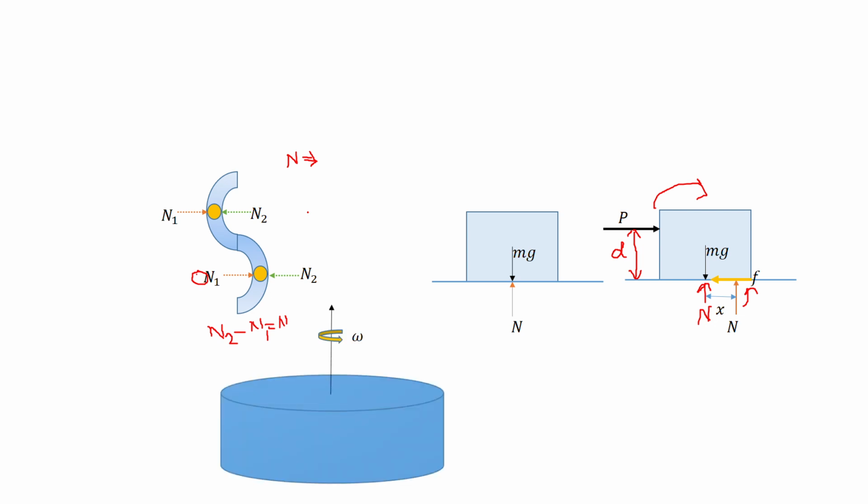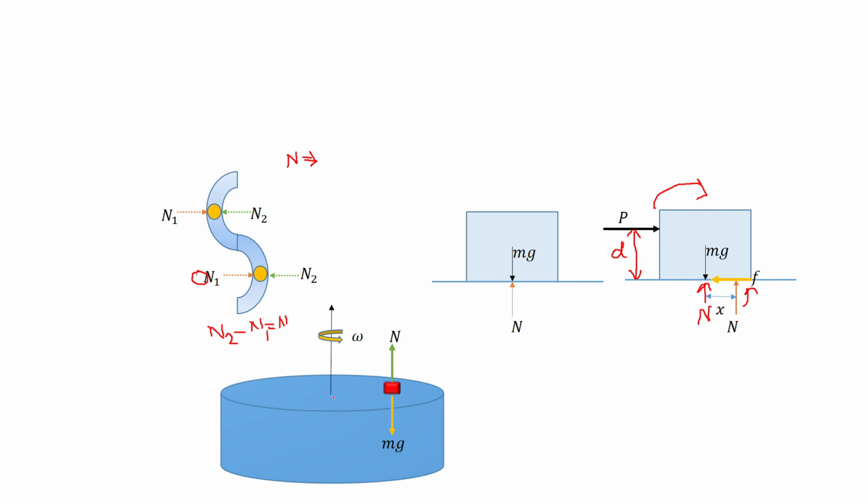Similarly, let us take a case of a disk which is rotating with angular velocity omega, and here we have a block which is rotating with this disk. So this block is in stationary position with respect to the disk. However, with respect to the ground, it is moving in a circular path. So for vertical equilibrium, N should be equal to mg.